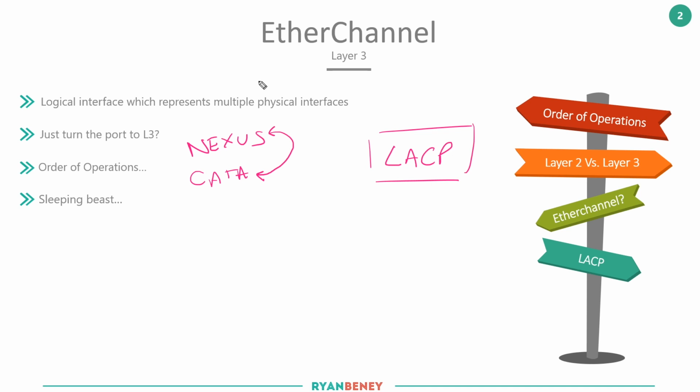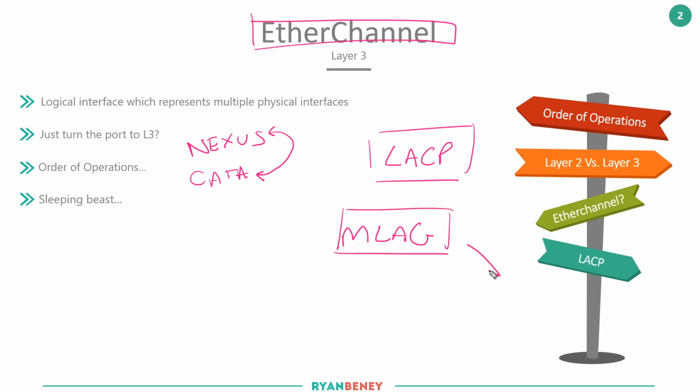Now, that's not so much of an issue with an EtherChannel as it is with something called an MLAG. An MLAG is a CCNP topic, but I'll give you a little bit of an insight. It's a multi-chassis link aggregation. And this is where, are you ready for this? We have a switch over here, a switch here, and then let's say, for example, we have our server.